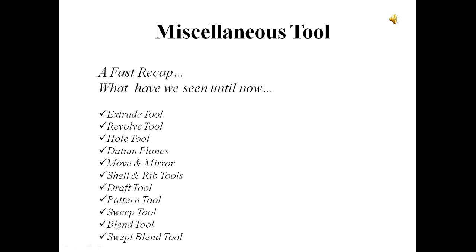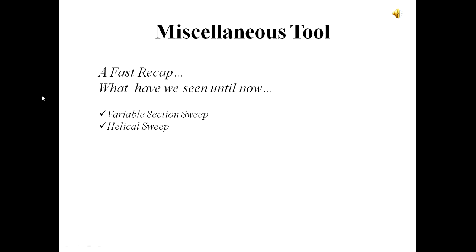Swept blend, in which multiple sections are joined along a single trajectory, is also a primary feature. Variable section sweep, in which a single section is swept along multiple trajectories, is also a primary feature. Helical sweep, in which a section moves along a trajectory and around an axis in order to generate a helical solid, is also a primary feature.